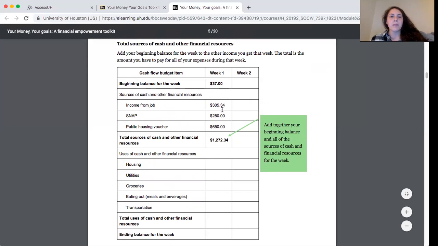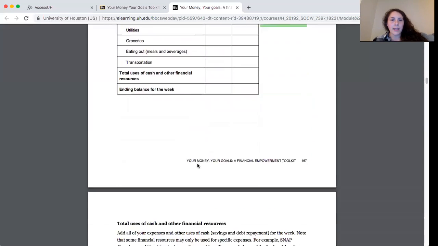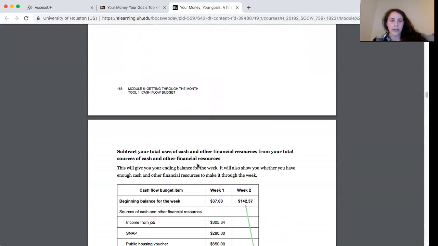Income from job. I'm going to be getting $305.34 from my job this week. I'm also going to be getting my food benefits of $280 and a public housing voucher for $650. So all that's coming in. So when I do the math on my income, it's going to be $1,272.34. Okay. So now when we scroll down, we're going to plug in the X, what's going out.